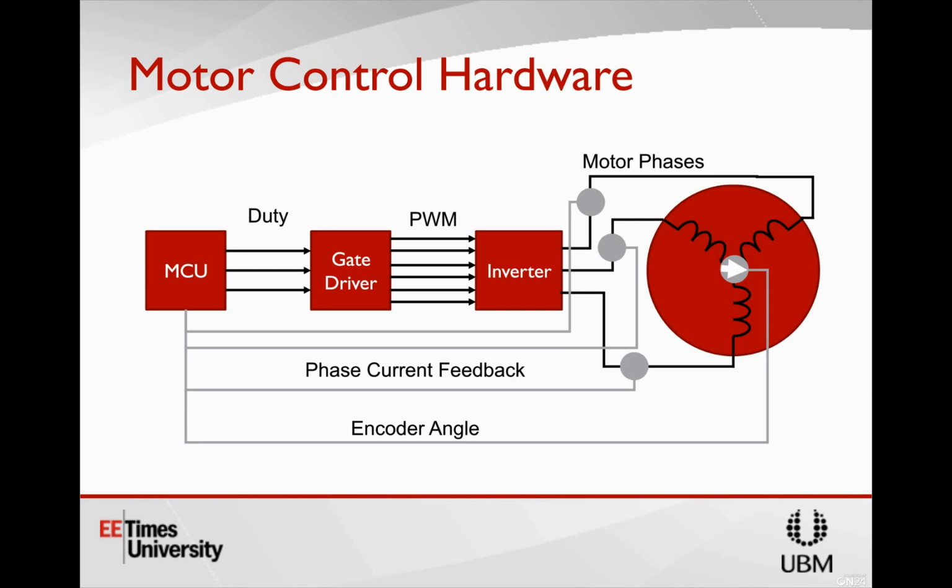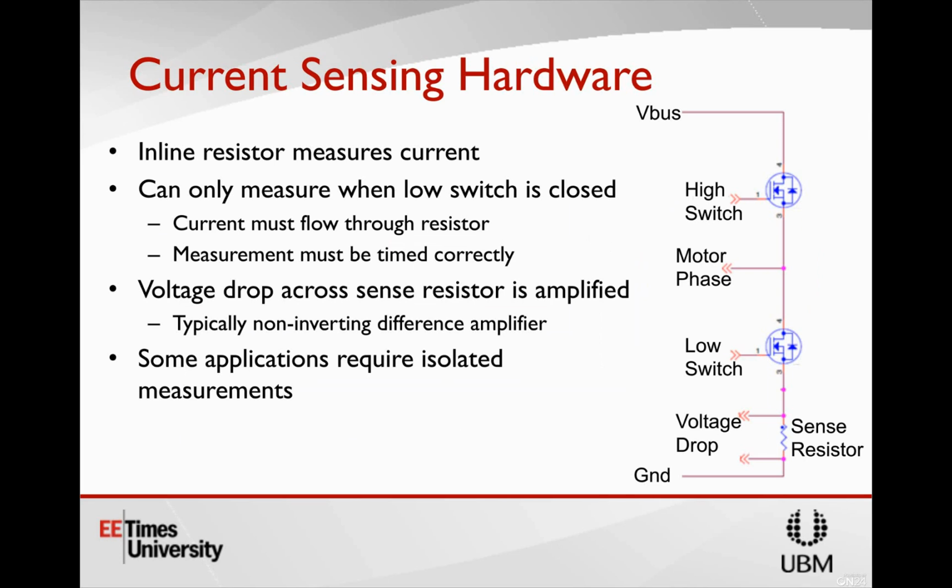So let's look in more detail at the current sensing hardware. This is what actually is on the circuit board in order to detect those motor phase currents. The most common way of doing this is with inline resistors. In the circuit diagram on the right, it has the V-bus, which is our DC power coming in to power our motor. We have two switches, a high switch and a low switch, with the motor phase connected in between. And then we have the sense resistor between the low switch and the ground.